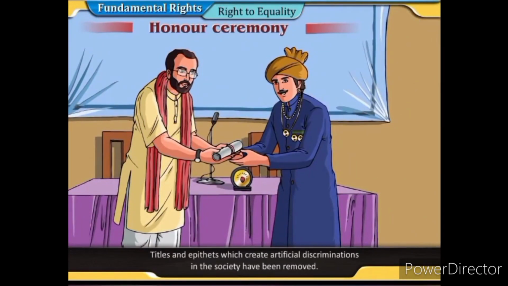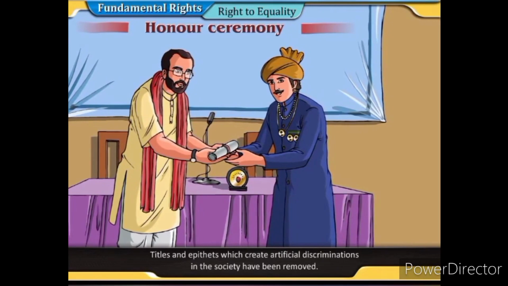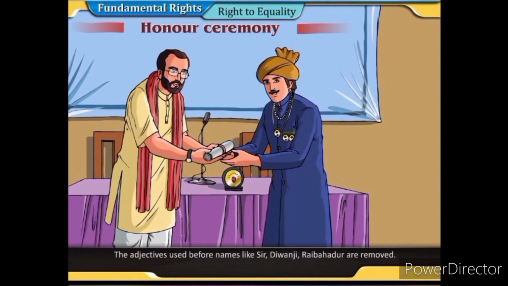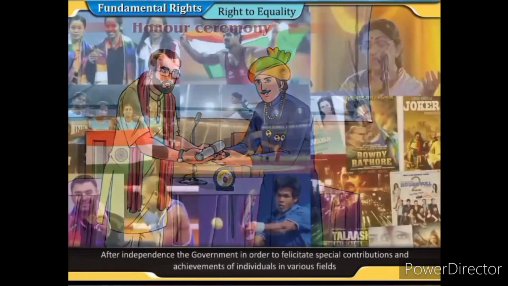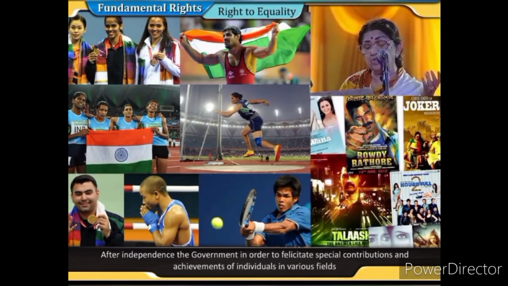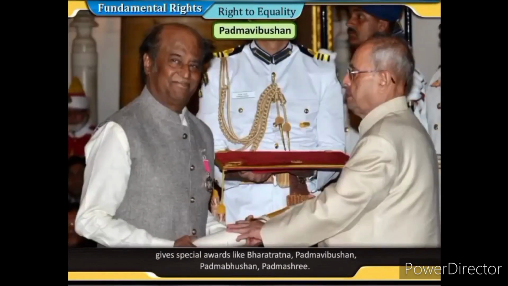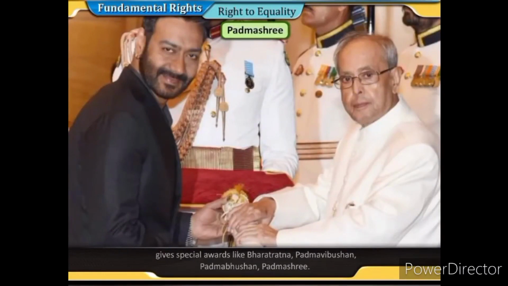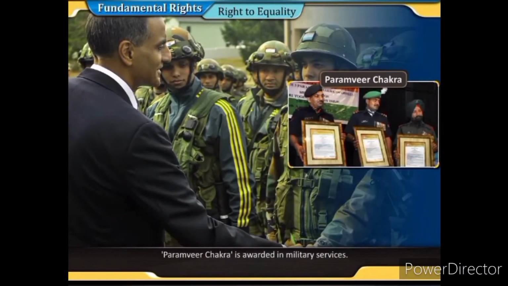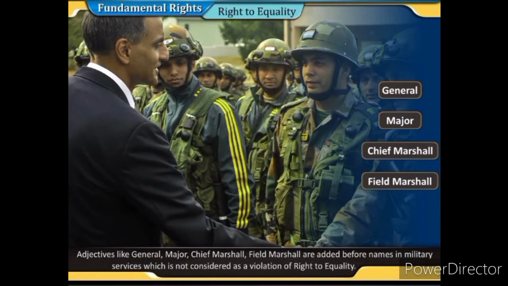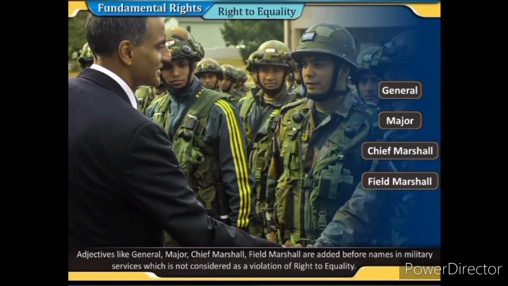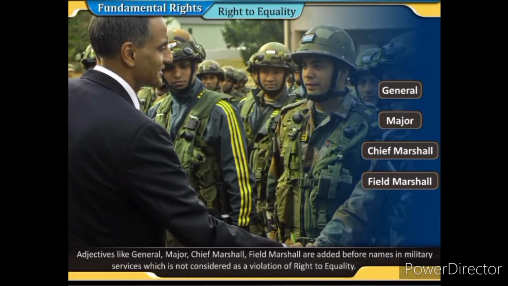Titles and epithets which create artificial discriminations in society have been removed. The adjectives used before names like Sir, Divanji, Rai Bahadur are removed. After independence, the government, in order to felicitate special contributions and achievements of individuals in various fields, gives special awards like Bharat Ratna, Padma Vibhushan, Padma Bhushan and Padma Shri. Paramveer Chakra is awarded in military services. Adjectives like General, Major, Chief Marshal, Field Marshal are added before names in military services, which is not considered a violation of the right to equality.